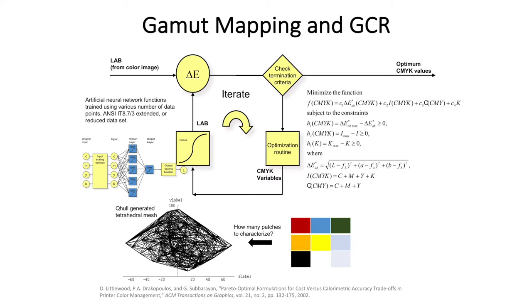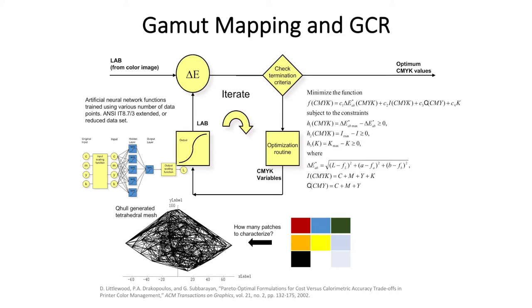Now you have a bunch of data points. What do you do with those data points? We said, let's use the QHull algorithm from the Geometry Center in Minnesota to fit a tetrahedral mesh to it. Now I can do interpolation. And I can also take the same data points, train them through an artificial neural network. Now I have two ways to match the CMYK to an LAB that comes from the image. LAB is the device independent space. We did this, and we published it in ACM Transactions on Graphics.